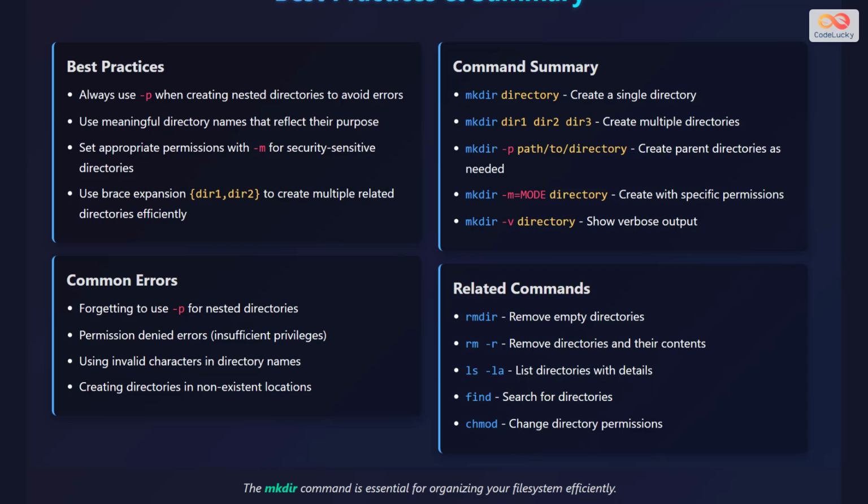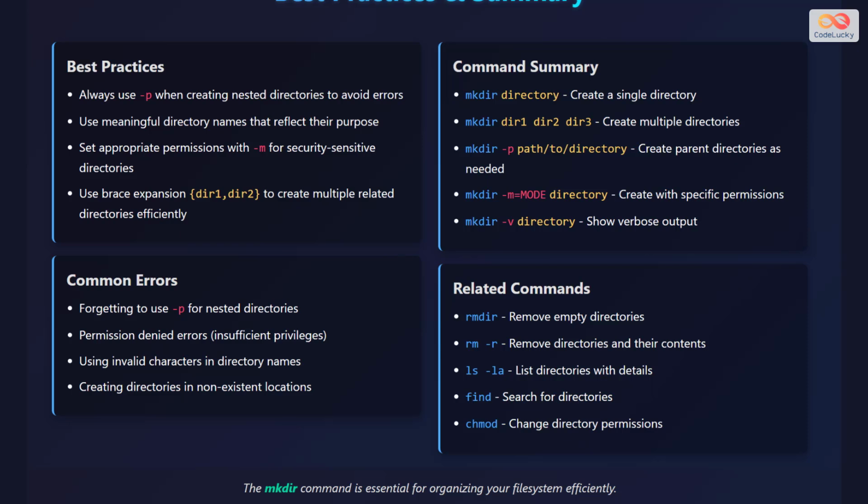To make the most of the mkdir command, let's look at some best practices. Always use the -p option when creating nested directories to avoid errors. Use meaningful directory names that clearly reflect their purpose. Set appropriate permissions with the -m option for security-sensitive directories. Use brace expansions such as {dir1,dir2} to efficiently create multiple related directories. Common errors include forgetting to use -p for nested directories, encountering permission-denied errors due to insufficient privileges, using invalid characters in directory names, and attempting to create directories in non-existent locations.